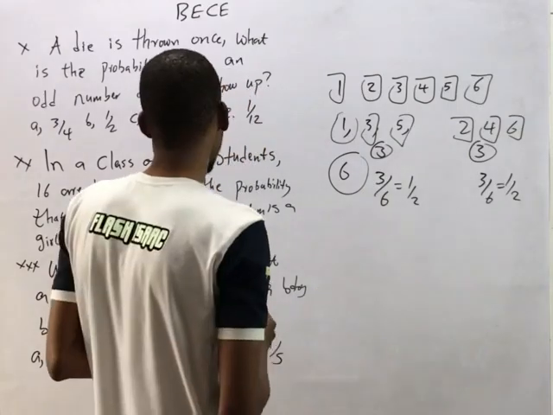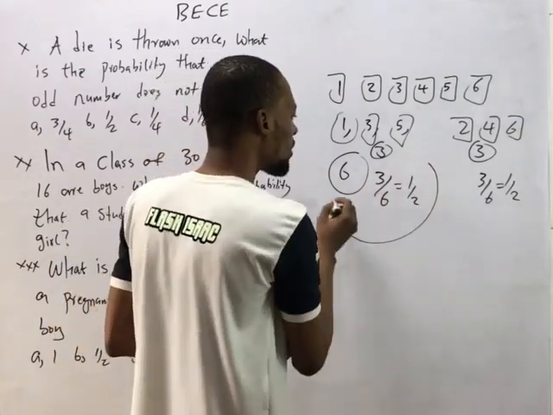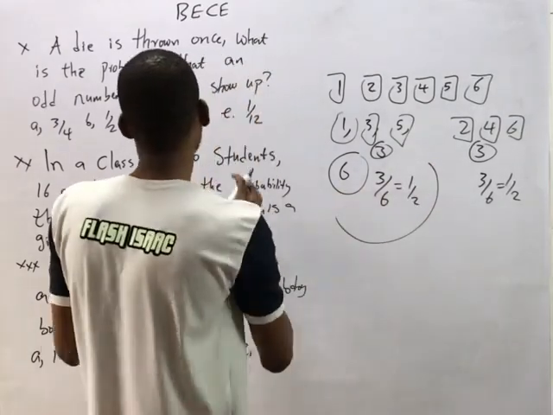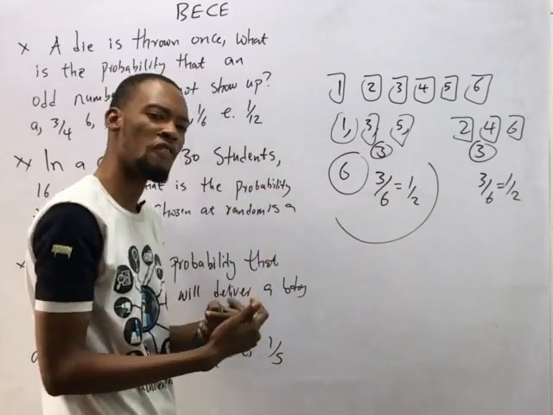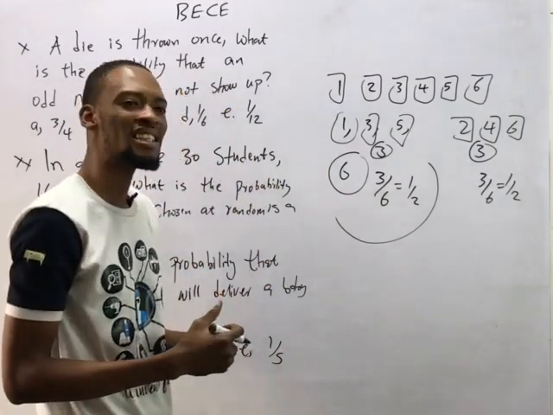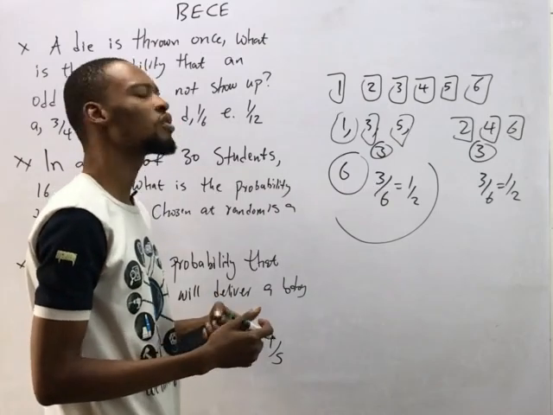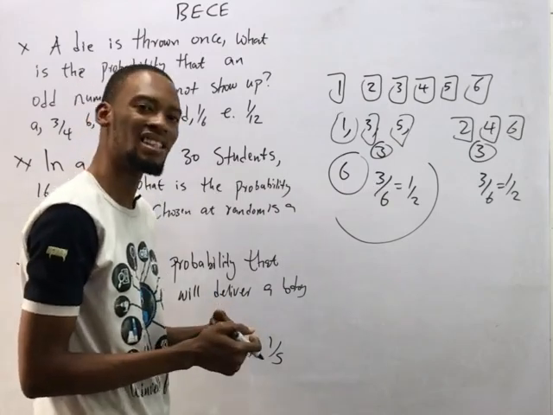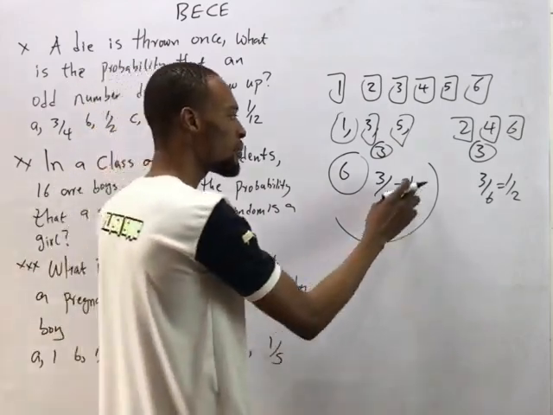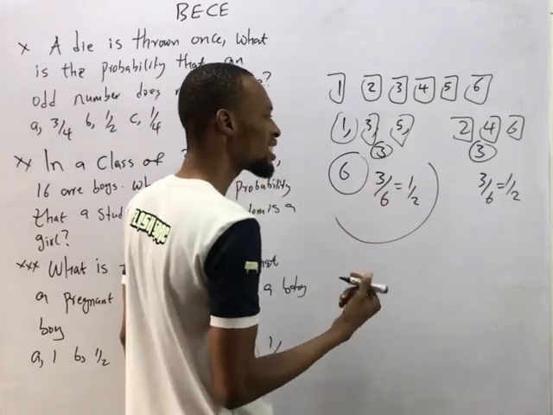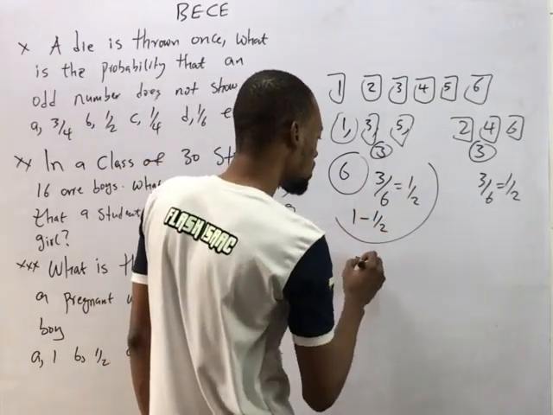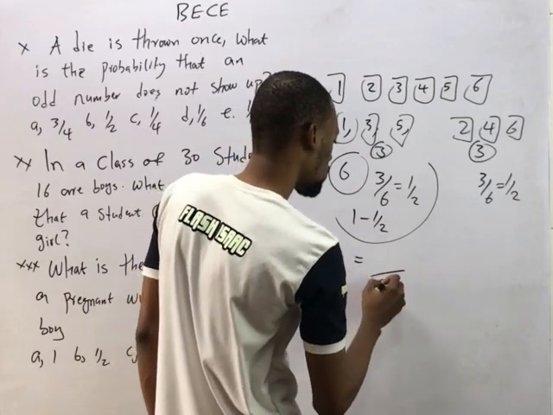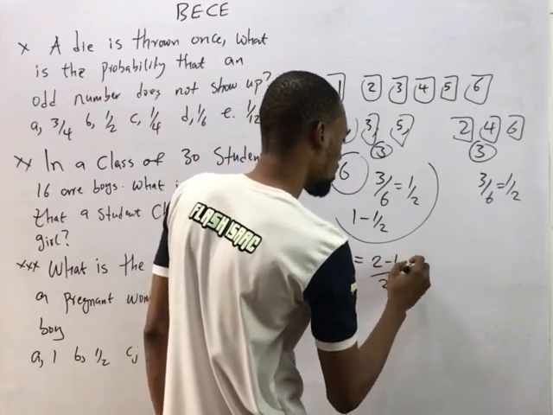Now, this is the probability that an odd number will appear. The question says, what is the probability that an odd number does not show up? The probability that something does not happen is 1 minus the probability that it will happen. So this is the probability that it will happen. The probability that it will not happen is 1 minus 1 over 2, which is 2 minus 1 to give you 1 over 2.